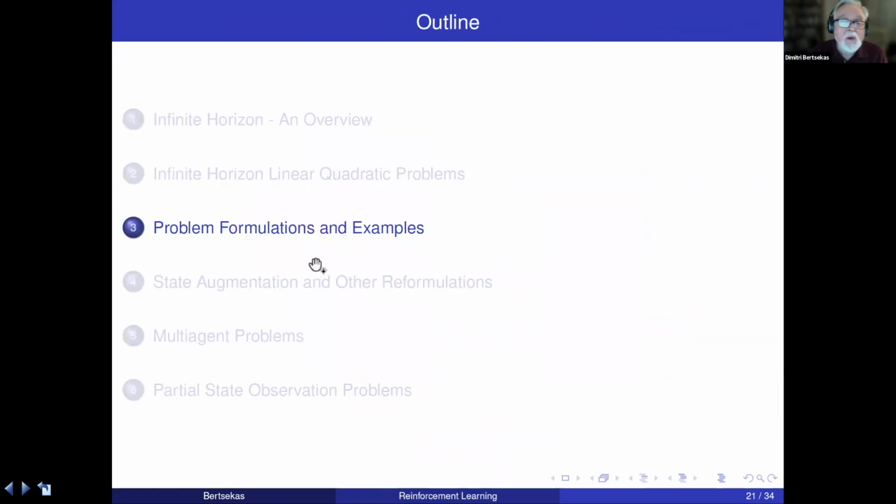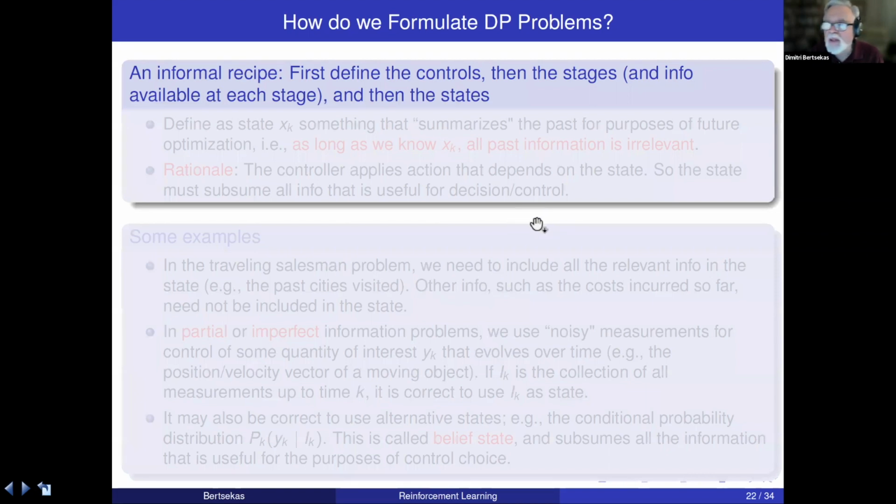Okay, so now let's go into problem formulations. Practical problems, how do we formulate them as dynamic programming problems? In practice, you're not given dynamic programming problems, you're given a practical application. And I said earlier that dynamic programming is very powerful in terms of its range. It applies to just about any optimization problem that you can think of. But how do you make the formulation from some nebulous application into a mathematical problem where you have states, controls, stages, and so on? There's no one way to do it.